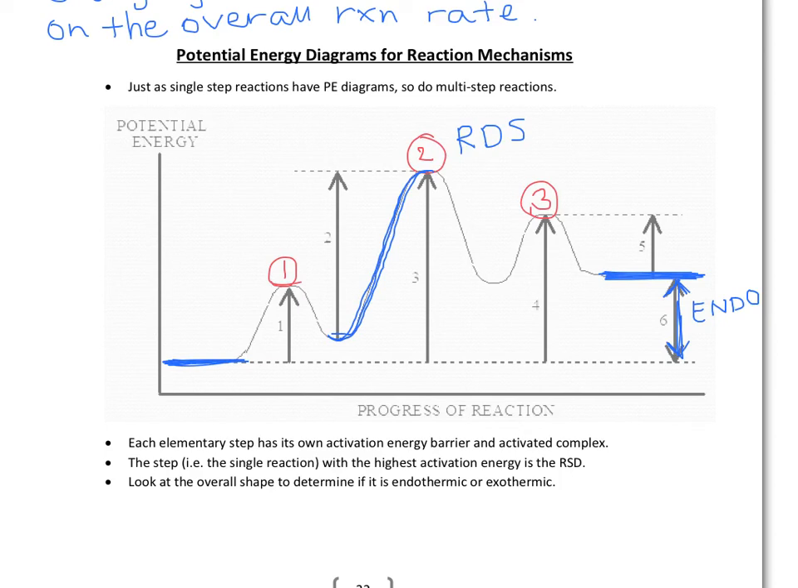Since the second step is the rate determining step, it's also the second step that has the overall activation energy. So this is where EA overall will appear. It goes from the reactant of step 2 to the activated complex of step number 2. This is the activation energy for the overall because this is the energy barrier that must be overcome in order for the overall reaction to occur.